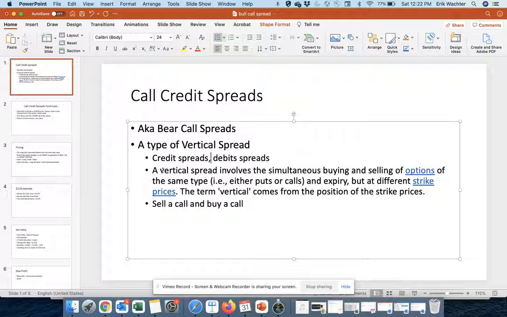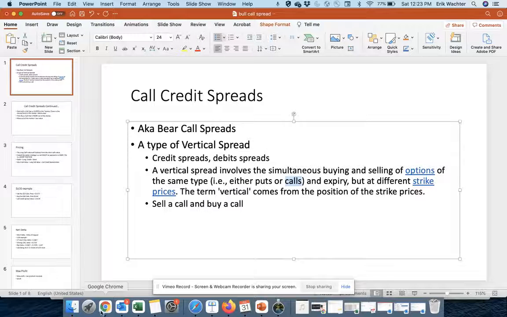Let me explain what a vertical spread is, just to give a little background. A vertical spread involves the simultaneous buying and selling of options of the same type, either puts or calls. In our example today we're using calls, and they have the same expiry but different strike prices. The term vertical comes from the position of the strike prices: you have one high, one low. And in our case, we're selling and buying a call.